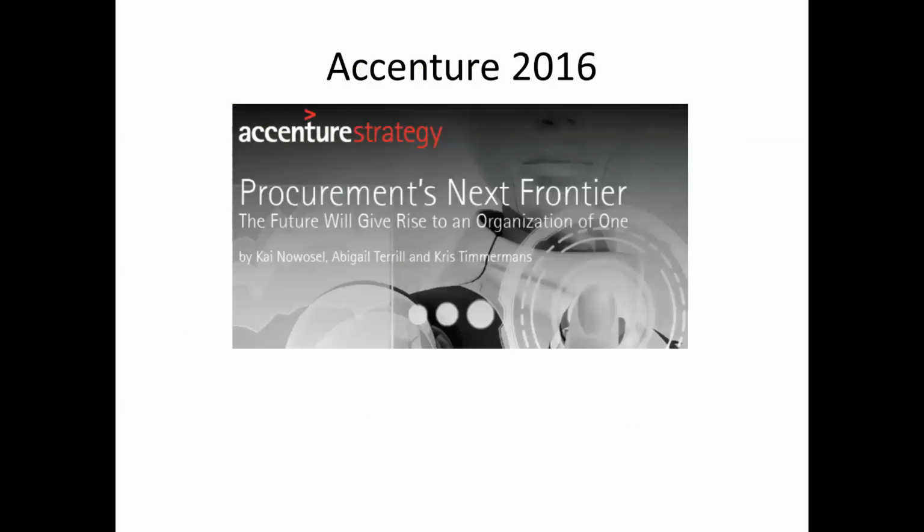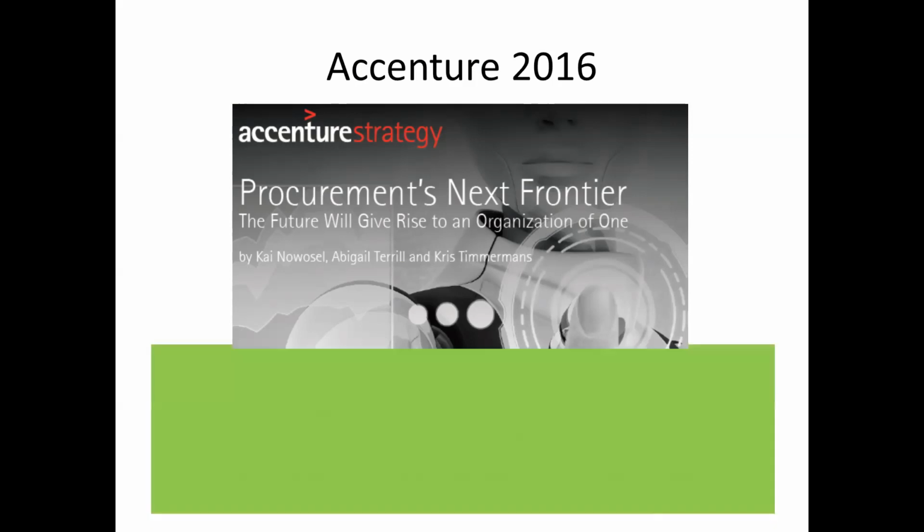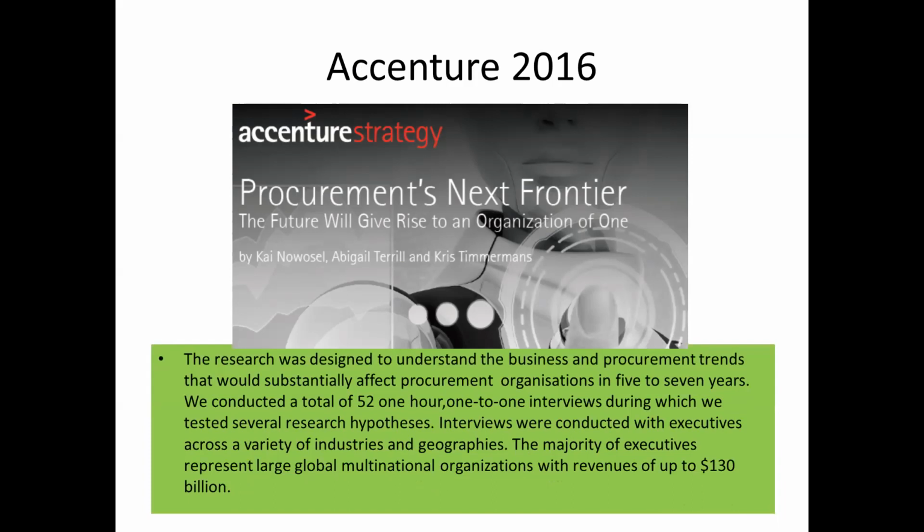And the Accenture report, we're going back a little here, 2016. And you can see, I put the title in there because what does it say? Procurement's next frontier, the future will give rise to an organisation of one. Which doesn't necessarily mean procurement as one person. It means it'll be an integrated organisation with suppliers. And that was, again, research, good research, but 2016.